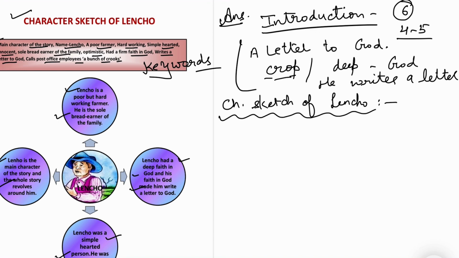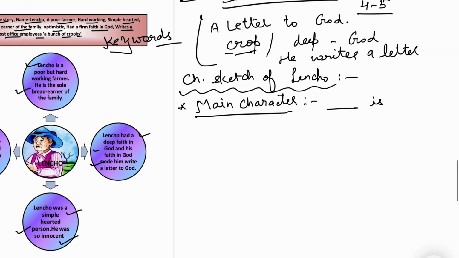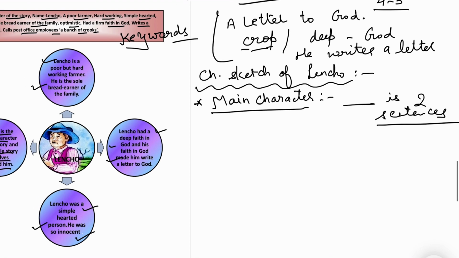Underline it like this. Then the first point is main character. In any character you can use this point. Make the heading, then write, Lencho is the main character of the story, and the whole story revolves around him. You have to write these 2 sentences in this point. For any character you can use this. Griffin is the main character of the story. The whole story revolves around him. Valli is the main character of the story. The whole story revolves around him.